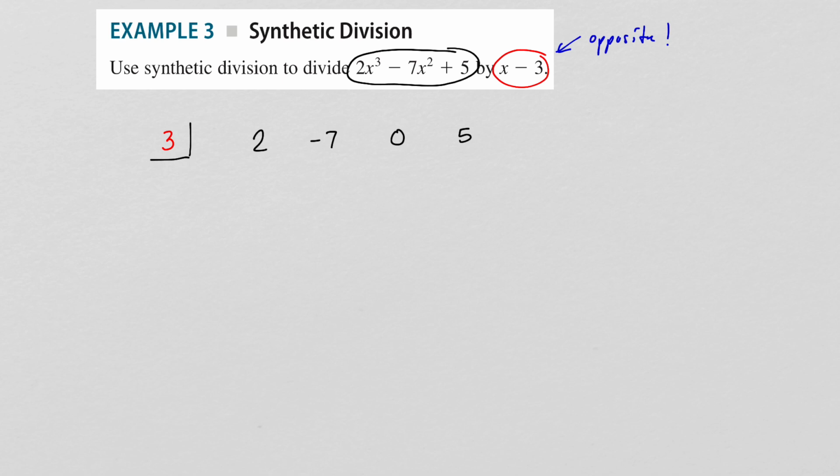Now, the reason you do the opposite is so that when you do the division process itself, you don't have to subtract, you can add instead. But I wouldn't worry too much about why this works. I would just learn how to do it.